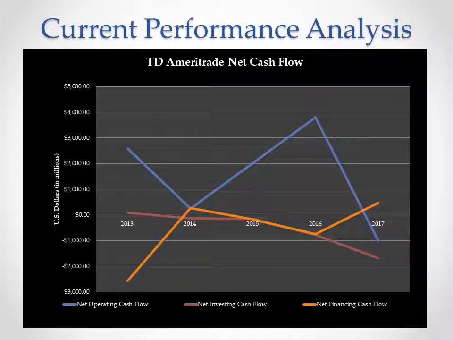The figure seen here illustrates TD Ameritrade's net cash flow numbers since 2013. Cash flow is the amount of cash and cash equivalents entering and leaving the business. This is the money that is actually available to pay expenses and make investments. 3 values are represented in this figure: net operating cash flow, net financing cash flow, and net investing cash flow.